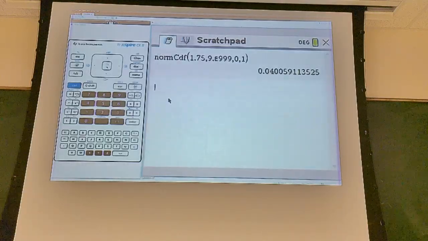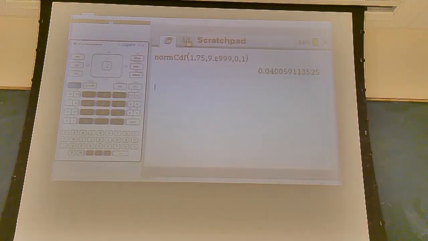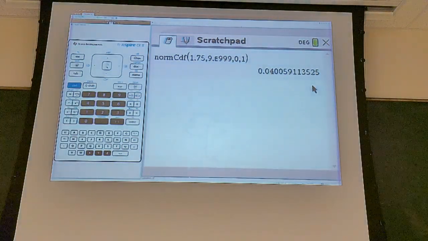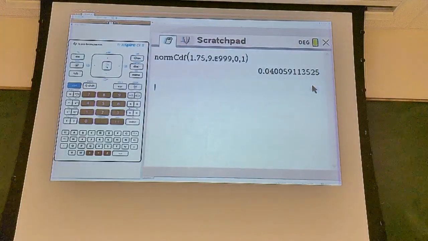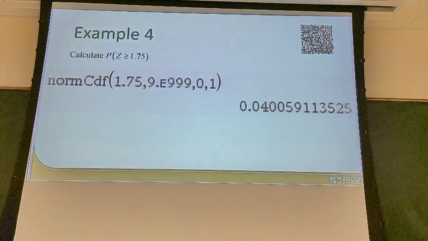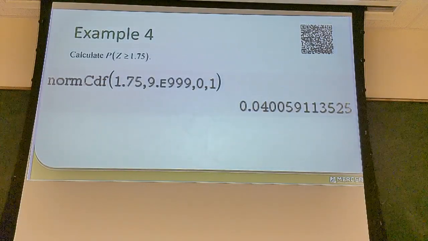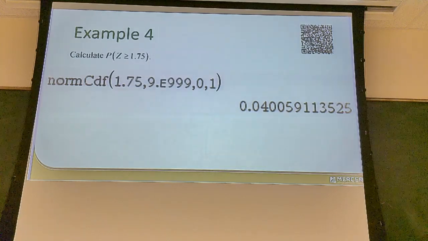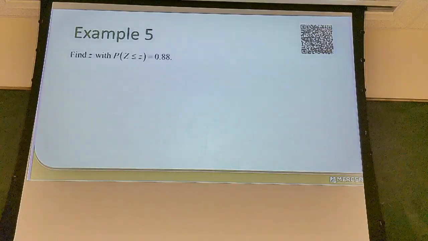What I'll do is this. Find z where the probability of z less than or equal to that value is 0.88.